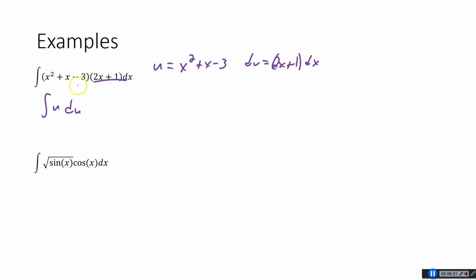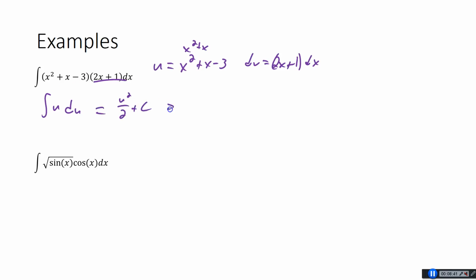I want to take as much out as possible. I could have just done x squared plus x, right? And the derivative du still would have been 2x plus 1 dx, but then I would have had a minus 3 stuck on here. I don't want that. Make it as big as you can, because then if the constant disappears, it makes your life a lot easier. So the antiderivative of u du is just u squared over 2 plus c.